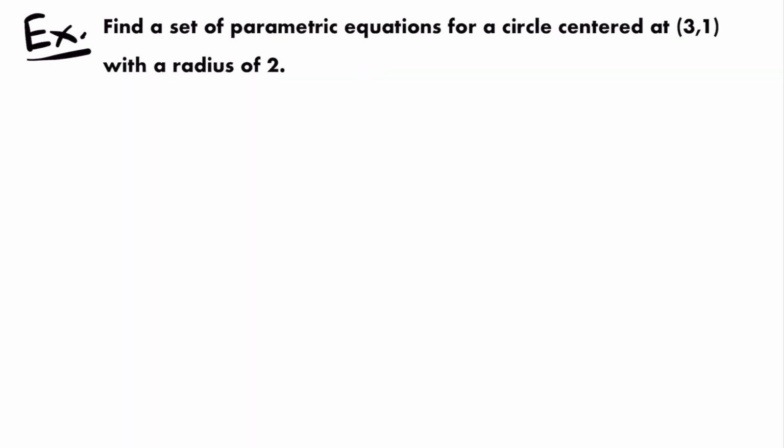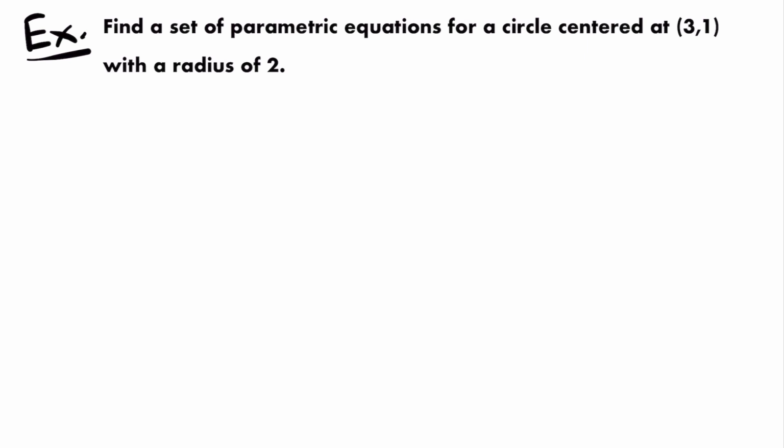All right, so next up we have a different example. This time we want to find a set of parametric equations for a circle centered at (3, 1) with a radius of 2. All right, so with the rest of our examples, we are going to be finding a set of parametric equations. So we're kind of doing the opposite of what we've been doing so far. We've been eliminating the parameter, but now we want to introduce a parameter and find a set of parametric equations.